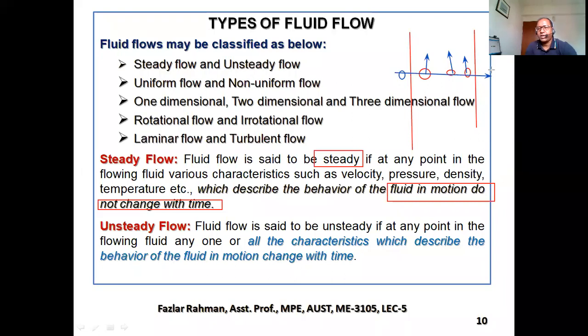If it changes with respect to time, that is called unsteady flow. Okay. So fluid flow is said to be unsteady if at any point in the flowing fluid, one or all of the characteristics that describe the behavior of the fluid motion change with time. I gave you only the example of velocity. A fluid particle might have density, might have pressure. So if velocity, pressure, density, temperature, everything is not changing with respect to time, then it is called steady flow. If it is changing with respect to time, then it is called unsteady flow. Okay. Now we'll see what is uniform flow and what is non-uniform flow.